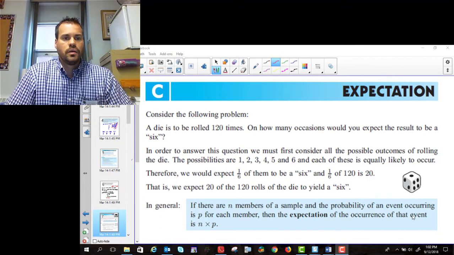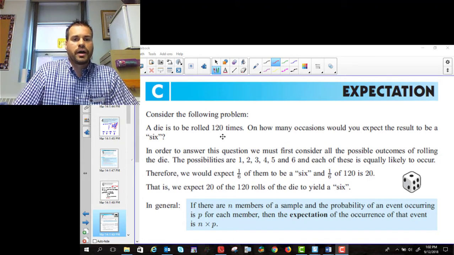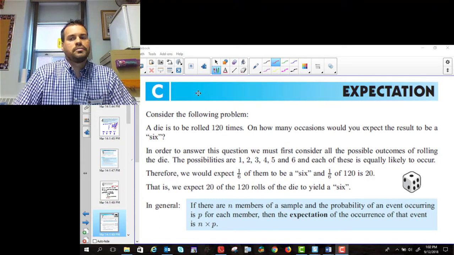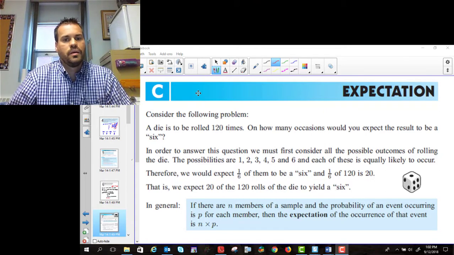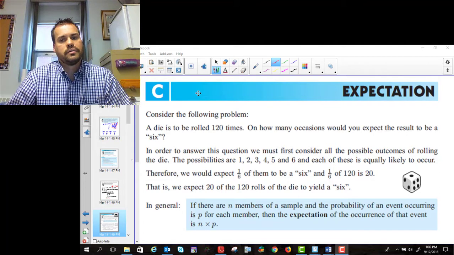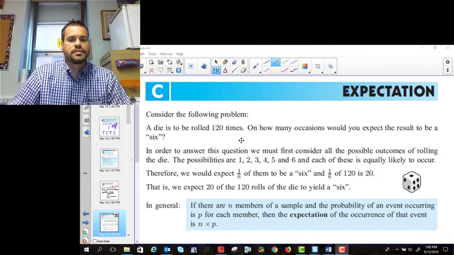So consider this problem. A die is rolled 120 times. How many times would you expect it to be a 6? So if you think about it, if it's a 6-sided die, there's 6 possibilities. The probability of getting a 6 is 1/6, right? So we would expect, if we roll it 120 times, if it follows the theoretical probability, that we would get 1/6 of 120. So we get 20. All right? So that's the concept of expectation.